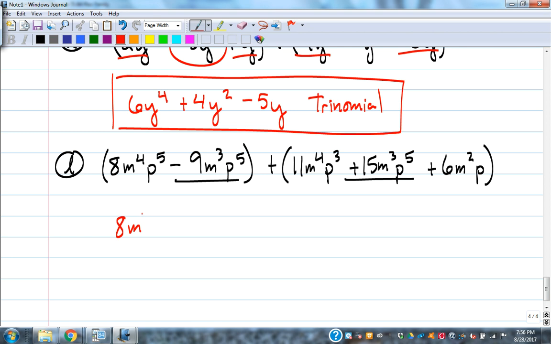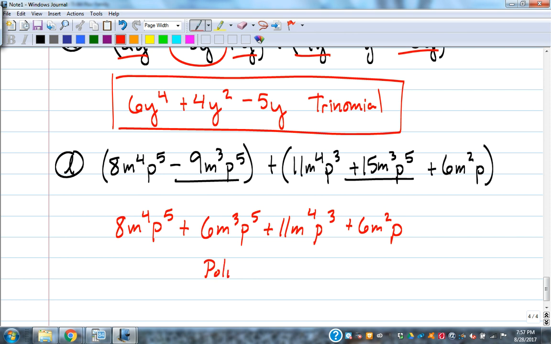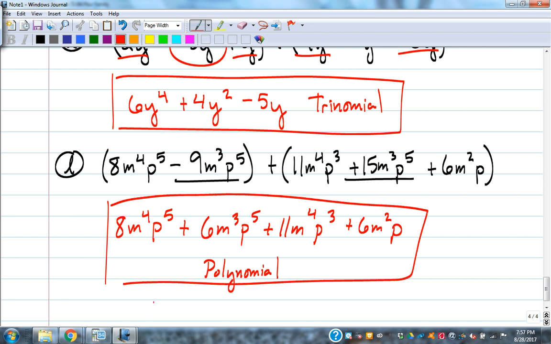So I'm just going to copy down the one that can't and then put the others together. So negative 9 and positive 15 would be plus 6m to the third, p to the fifth. And then the other two terms don't have anything to go with them, so we just bring them down. Plus 11 m to the fourth, p to the third, plus 6m to the second, p. How would we name this polynomial? It would be a polynomial. It doesn't have a specific name because it's got more than 3 terms.